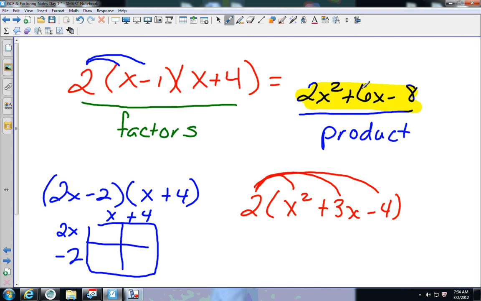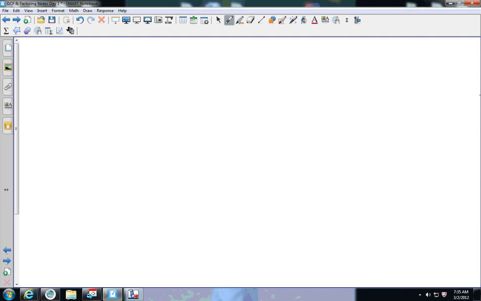Looking at this product, what do you notice about all my coefficients, all these numbers? They're even, which means what number divides into them all? A 2. Oh, wait. Look what's out front here. A 2. That 2 that goes into all of these right here is called the GCF. What does GCF stand for? Greatest common factor.